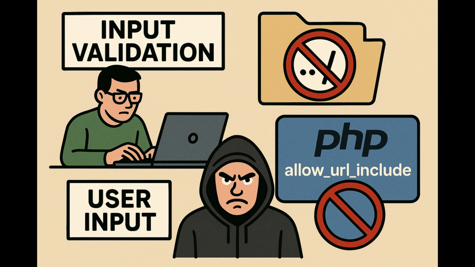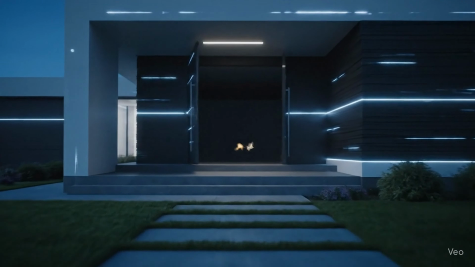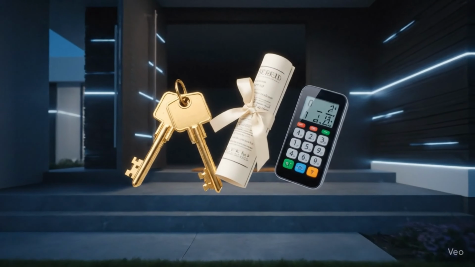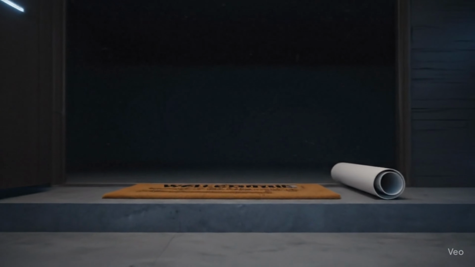Developers need to be absolutely ruthless about input validation, strictly sanitize file paths, block those dangerous ../ sequences like they're radioactive, and treat all user input like it's coming from your worst enemy. Most importantly, disable risky PHP settings like allow_url_include in your server configuration. It's like removing the master key from under your doormat. Here's the bottom line. If your website lets users control what files it loads, you're not just handing over the keys to your digital house, you're giving them the deed, the alarm codes, and a welcome mat.